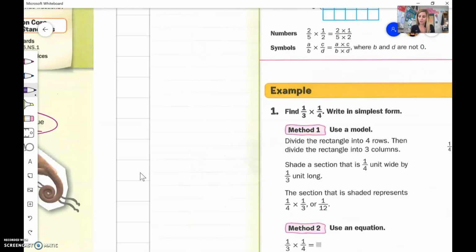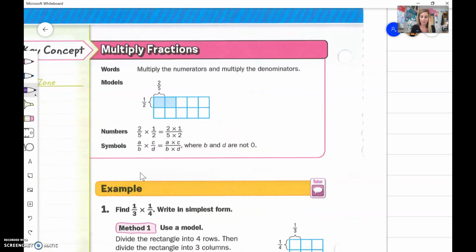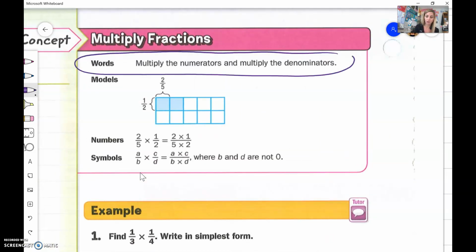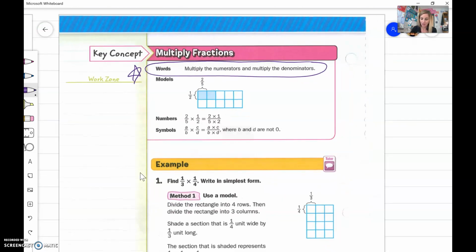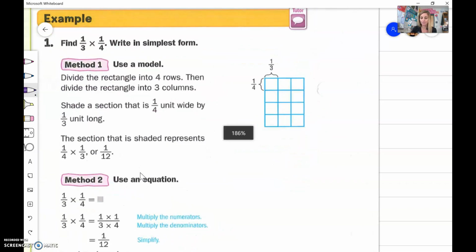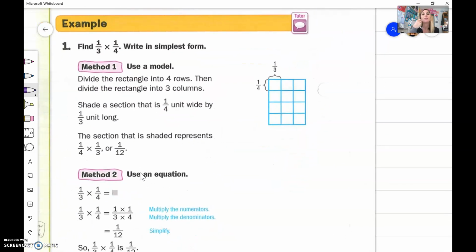Okay, let's flip over to the next page, and let's take a look right here. There it is, in words. Circle that. Multiply your numerators, multiply your denominators. Okay? All right. Let's take a look at this area model just one more time, in case you're a visual learner and you really like that visual piece. This is a way to show it. Or if it asks you to see it as a visual piece or write it as a visual piece, this is one way you could.